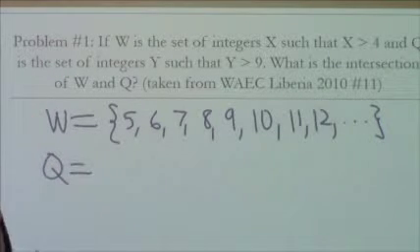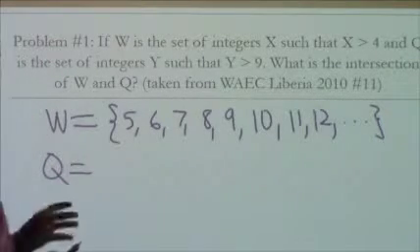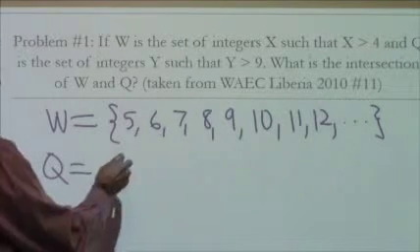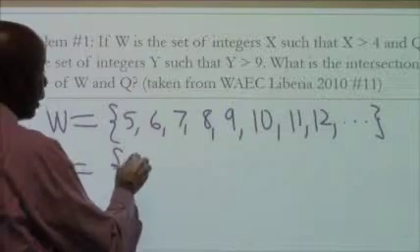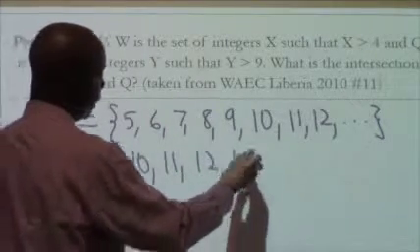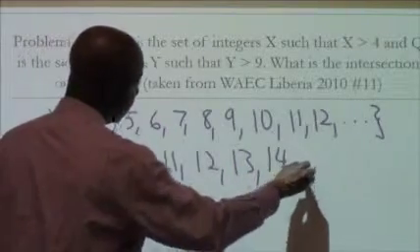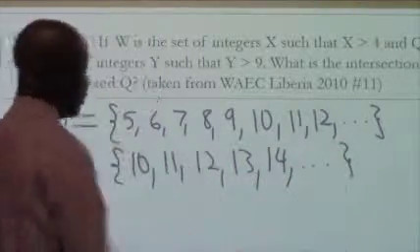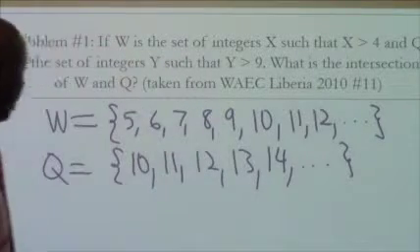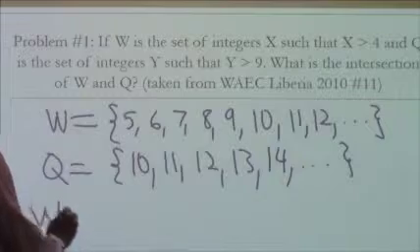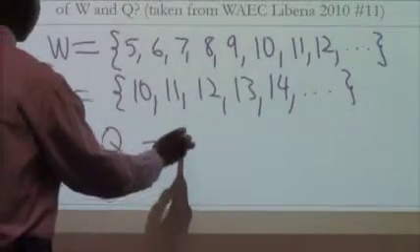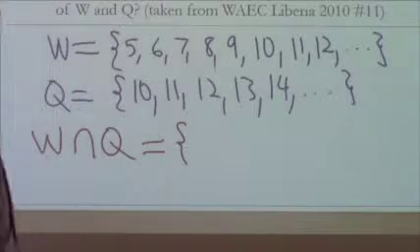Q is defined as Y, such that Y is an integer that is greater than what? 9. Integer again. So greater than 9 would be 10, 11, 12, 13, 14, and it continues. So what are we supposed to be finding here? We are supposed to find W intersect Q. What do these two sets have in common?